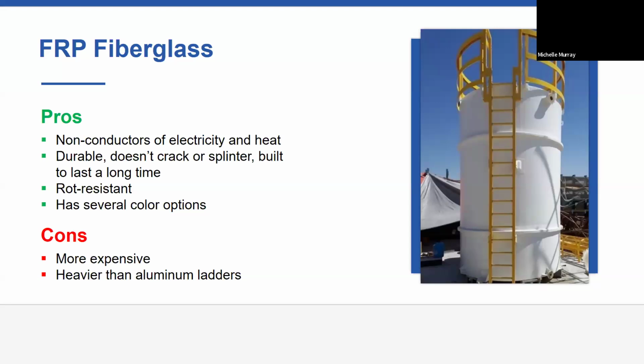In comparison to aluminum ladders, fiberglass ladders can be more difficult to work with because of their weight. Installation difficulties aside, the high cost of fiberglass also serves as one of its major disadvantages.